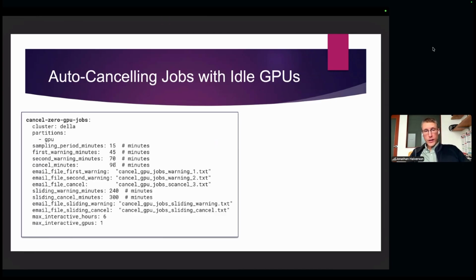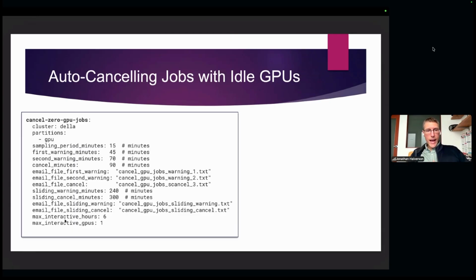And so for this configuration, we're canceling after 90 minutes. And so that applies to the first 90 minutes. And then if the job did use the GPU during that period, but at a later time it stops, then we use a sliding window to catch those cases. And we cancel if we find that a job has been completely idle for 5 hours, which is pretty lenient.